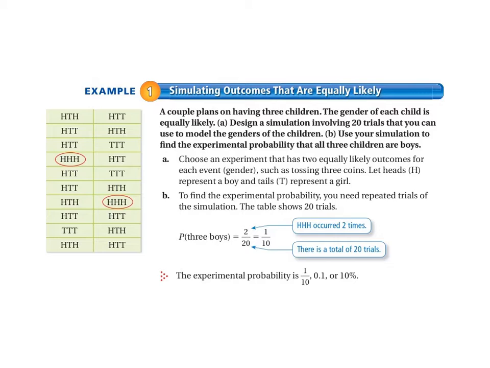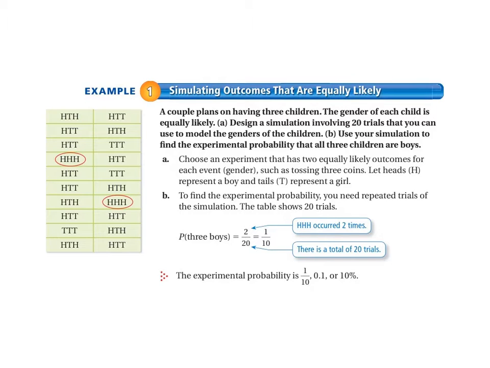A, we choose an experiment that has 2 equally likely outcomes for each event, gender, such as tossing 3 coins. Let heads, H, represent a boy, and tails, T, represent a girl. So we're flipping a coin to simulate having babies. So heads would be boys, tails would be girls.